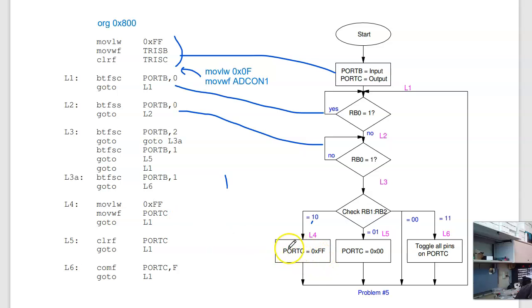So in label 4, I want to set all bits on port C. Move FF to W, W to port C, go to label 1. On label 5, I'm going to clear port C, go to label 1. Label 6, I toggle all bits. That's the assembler command complement. Go to label 1. So this is the code that matches that flowchart.